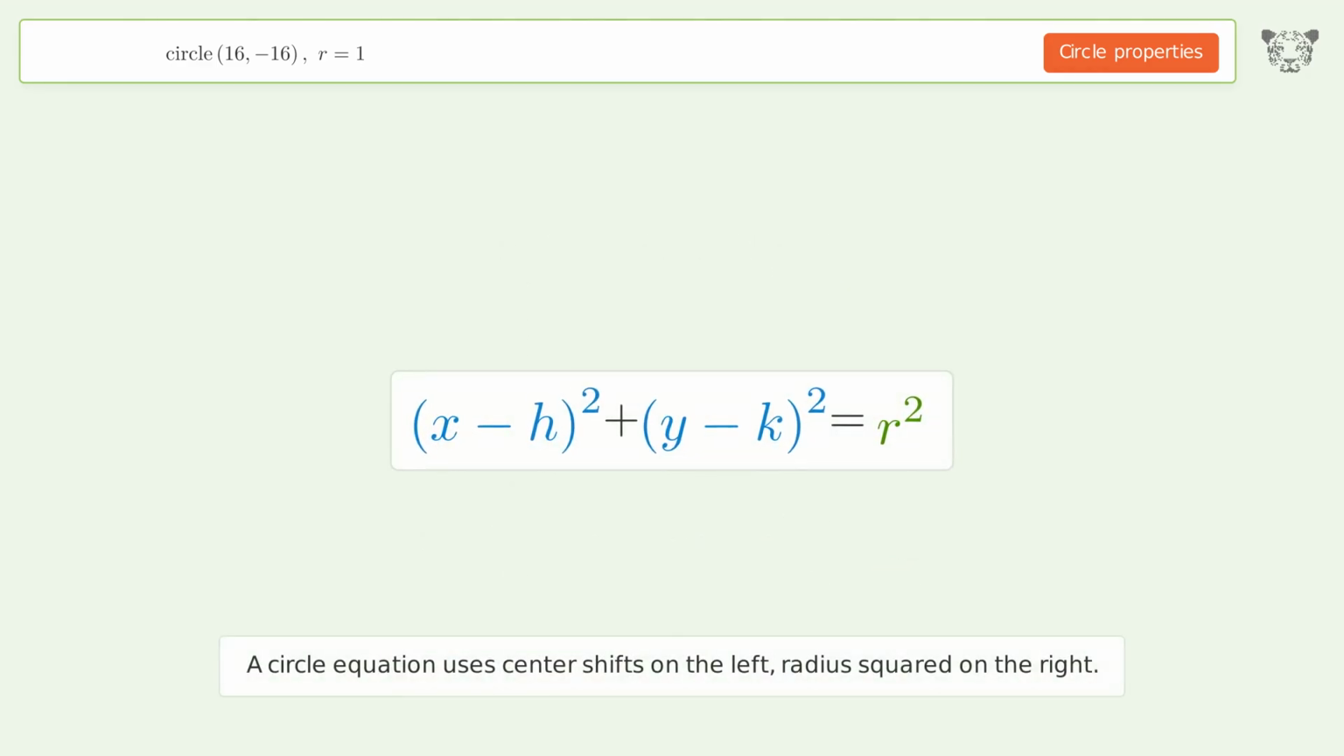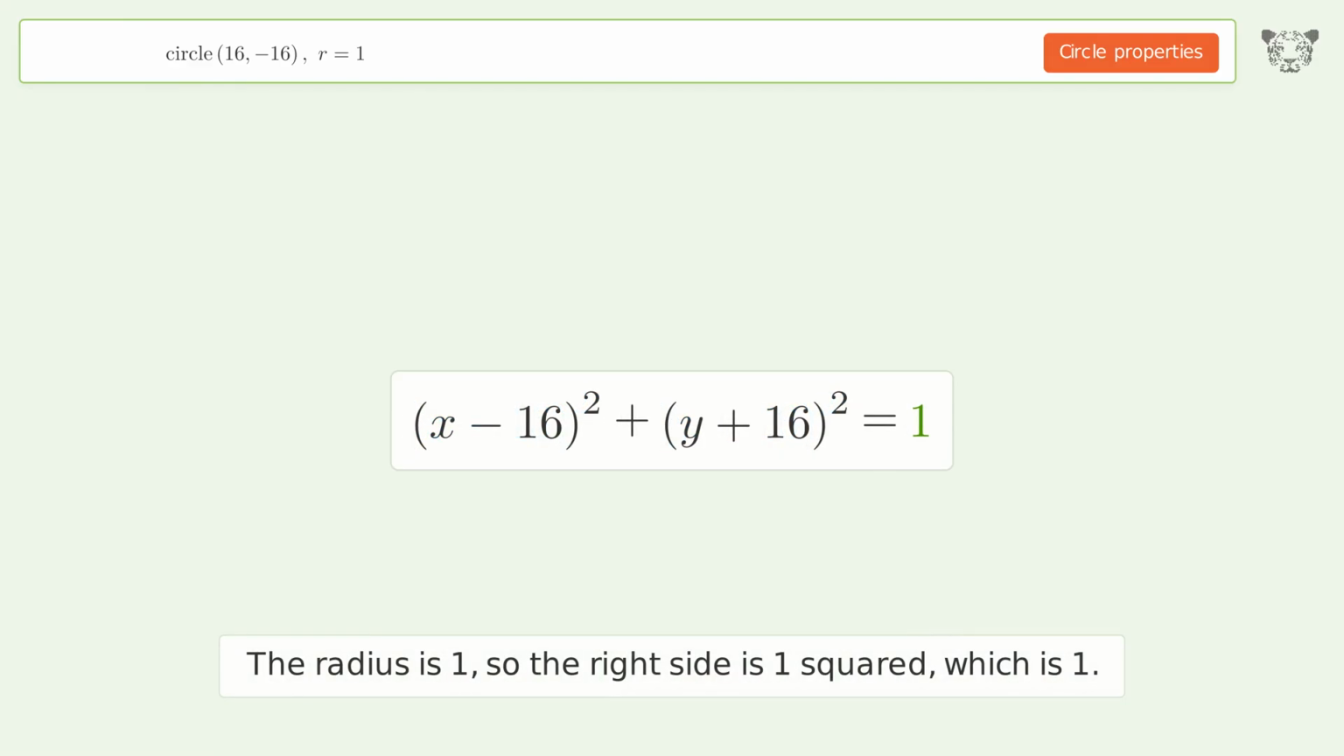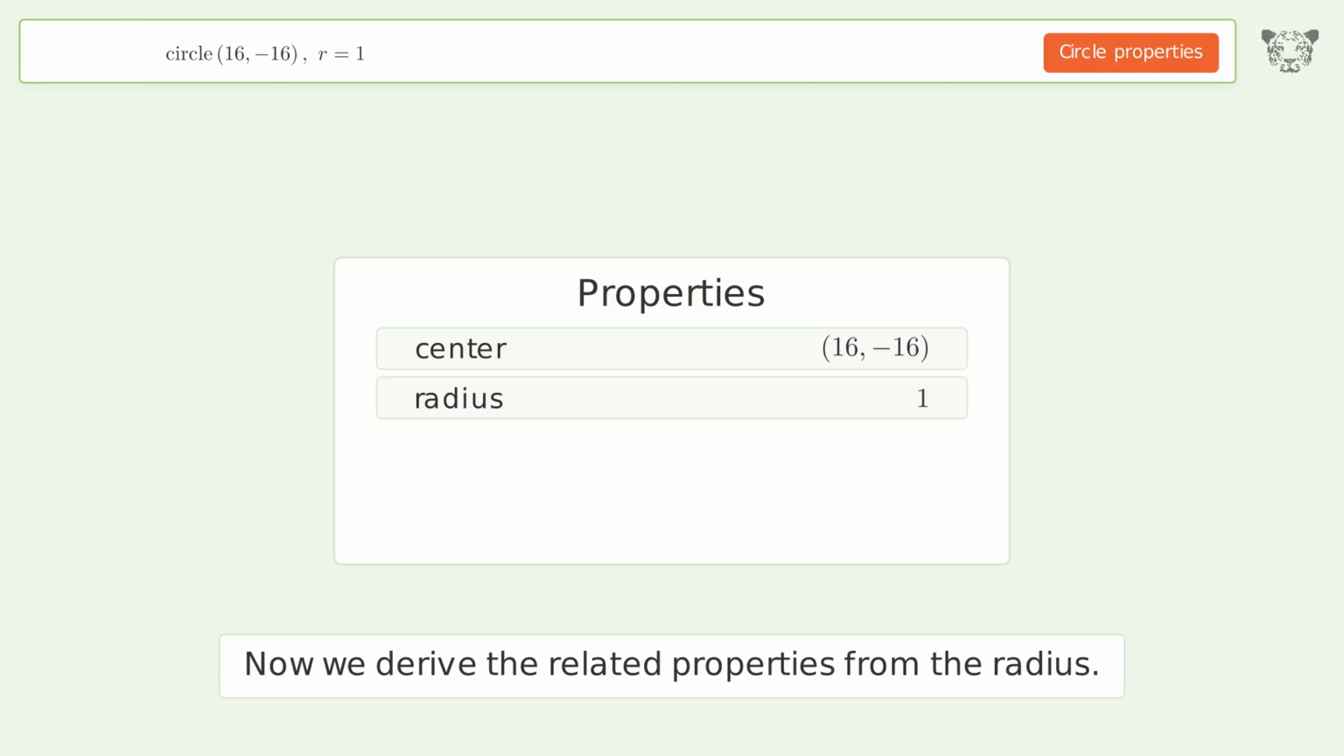A circle equation uses center shifts on the left, radius squared on the right. The signs come from subtracting the center coordinates, x minus 16, and y plus 16. The radius is 1, so the right side is 1 squared, which is 1. Now we derive the related properties from the radius.